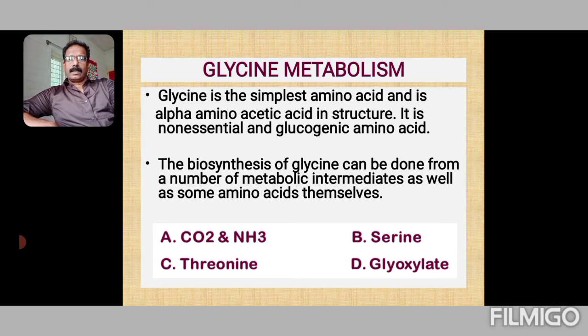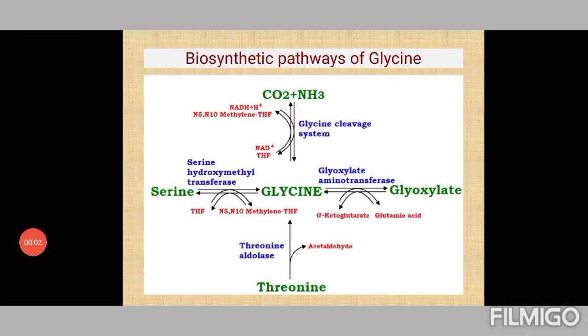That is carbon dioxide and ammonia. Then from serine, an amino acid, threonine, another amino acid, and from glyoxylate. So we will see this one by one. So these are the biosynthetic pathways of glycine.